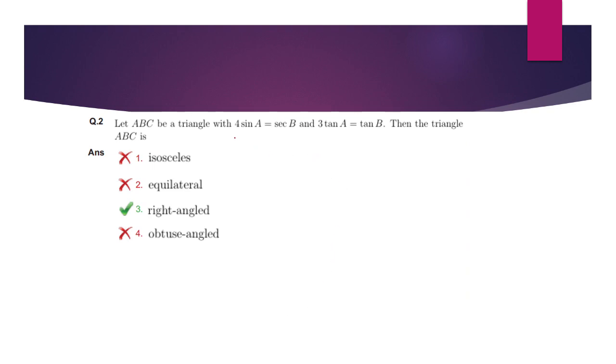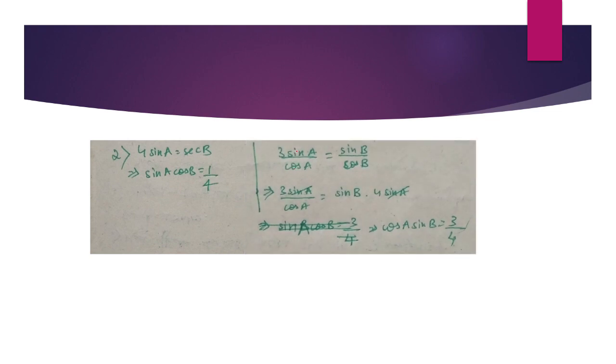4 sin A is equal to secant B and 3 tan A is equal to tan B. Well, it is asked whether it is a right angle, equilateral, isosceles or obtuse angle triangle. In such cases, we must look for the sum of angles. So if I write 4 sin A is equal to secant B, it becomes sin A cos B is equal to 1 by 4. And by the second condition, 3 tan A is equal to tan B.